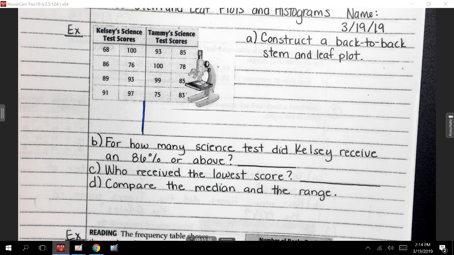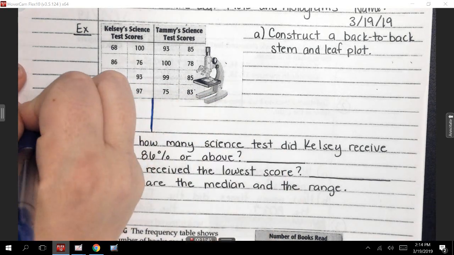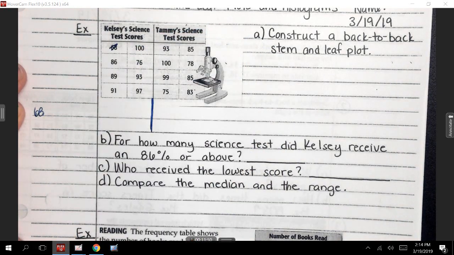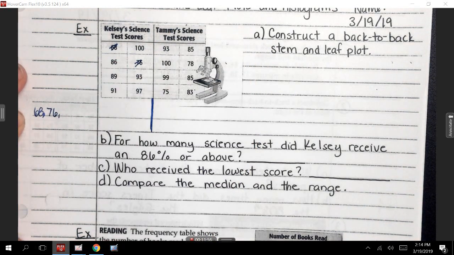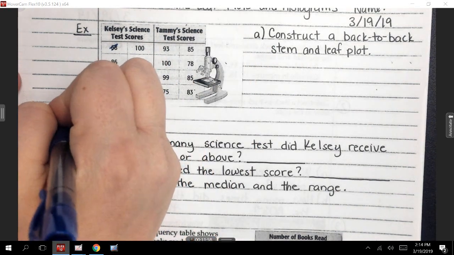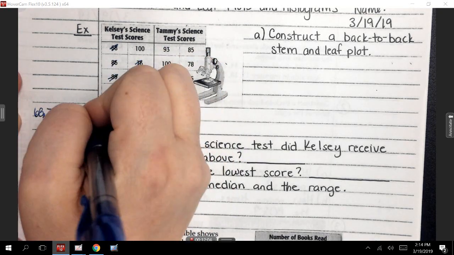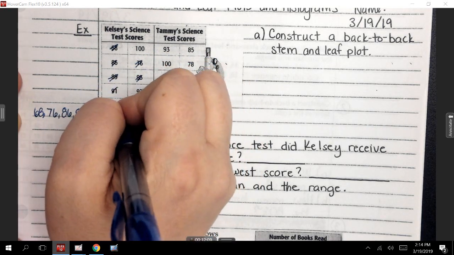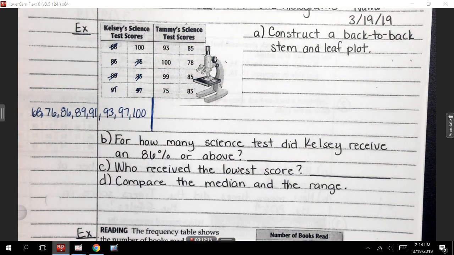So, let's list out Kelsey's scores, starting with the smallest. If someone can list those out for me, Bella. 68. And Bella, I'm just going to let you go through them for me. So after 68, what am I going to have? 76. Perfect. And I'm marking them out as she calls them out so we don't miss any, okay? 86. Perfect. 89, excellent. 91, 93, 97, and 100. Perfect. All right, and again, guys, if we mark those out as we go, I won't leave any of them out.